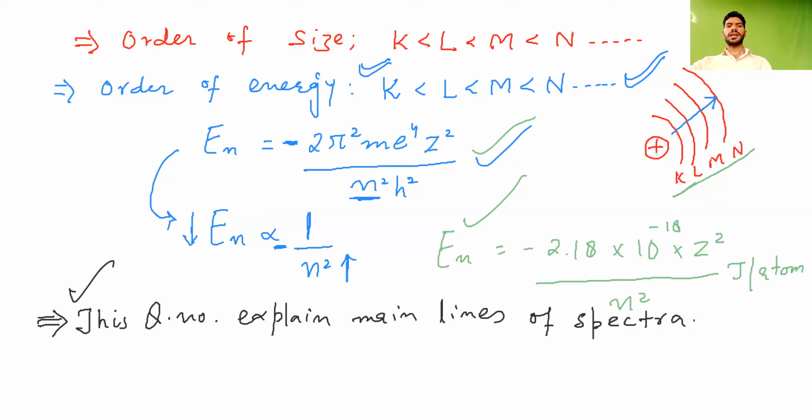So you have to remember that this quantum number was given by Niels Bohr, and it gives the information about the shells, and it's represented by n, and n can have any value, that is 1, 2, 3, 4, etc. So got it? Shall I move to the next page?